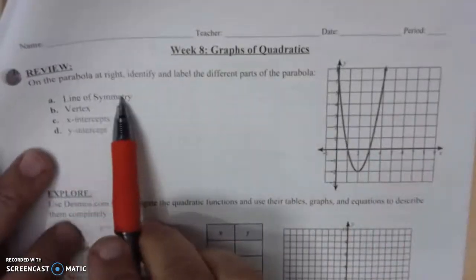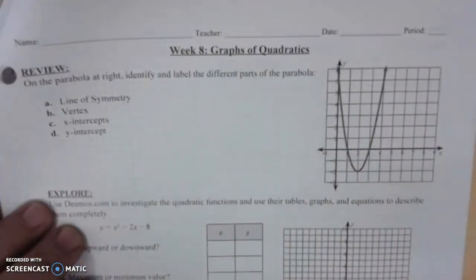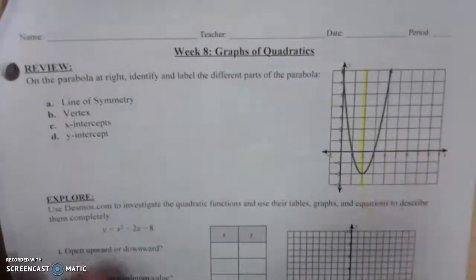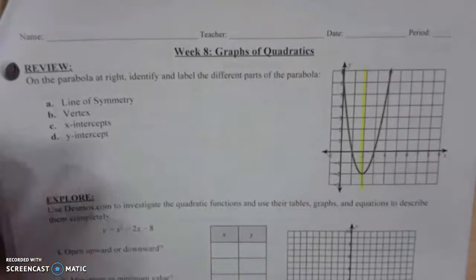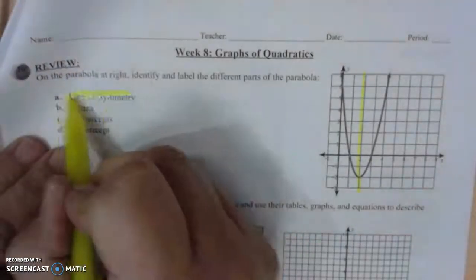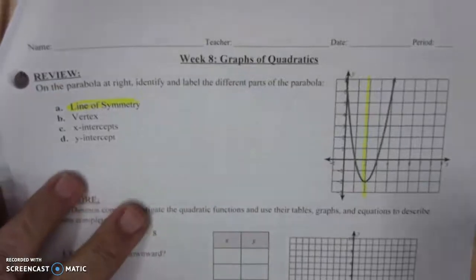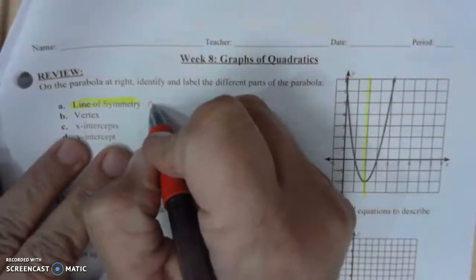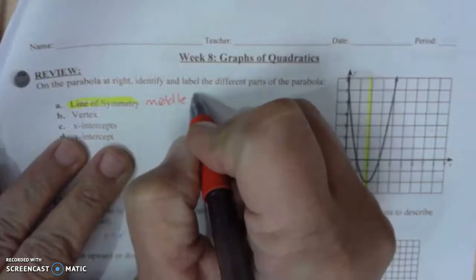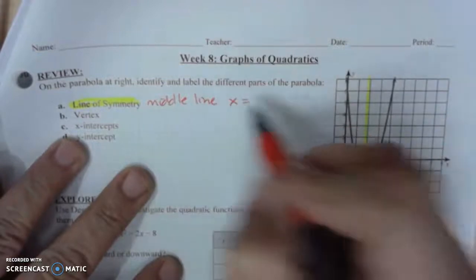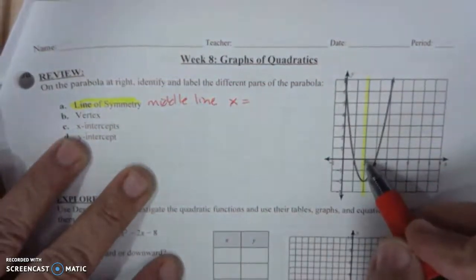There's something called the line of symmetry, and the line of symmetry is this line right down the middle. Okay, that's the line of symmetry. I'm going to highlight that in yellow so that it matches the yellow on the graph. And the line of symmetry is the middle line, and it always is going to be an x equals something, because see how it touches the x-axis?